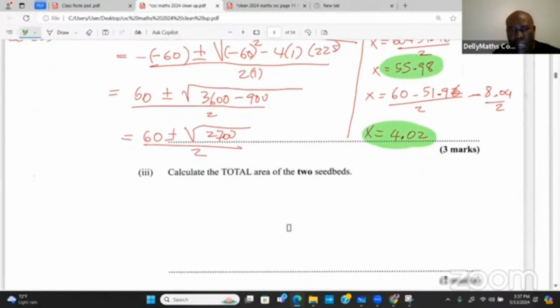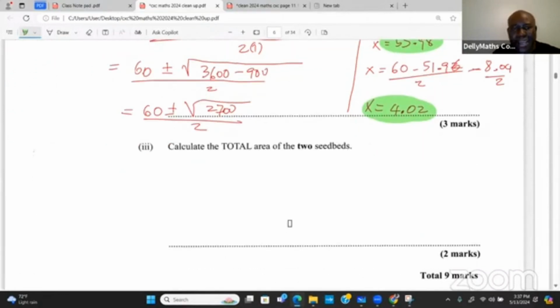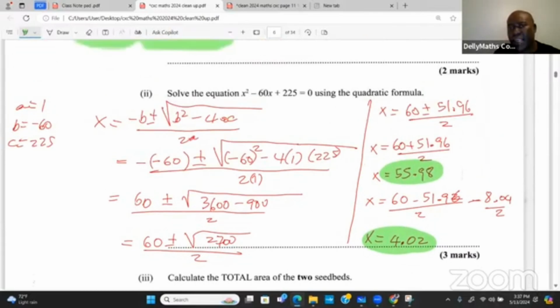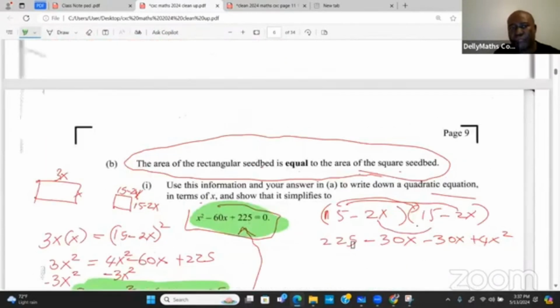Now, let's see what the next question says. The question says, calculate the area of the two seabeds. All right, so we want to find the area of the two seabeds. Now we're going to have to check out the sides to see if they make sense in context. So let's go back. Let's see if the sides would make sense.